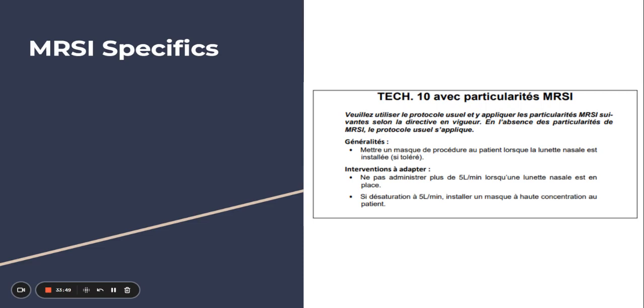Here, they say veuillez utiliser le protocole usuel et appliquer les particularités MRSI suivantes selon la directive en vigueur. Pour généralité, mettre un masque de procédure au patient lorsque la lunette nasale est installée, si toléré, so meaning put a surgical mask over the nasal cannula, and don't administer more than 5 liters per minute when the nasal cannula is on. And si désaturation à 5 litres par minute, installer un masque à haute concentration au patient.